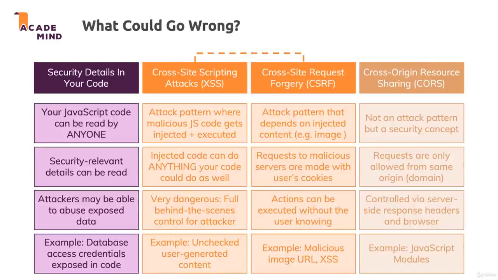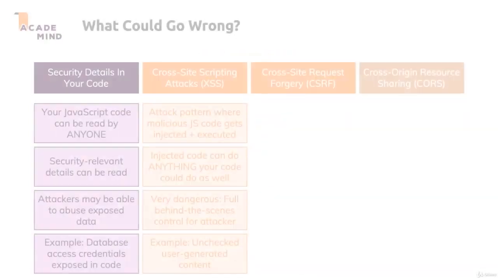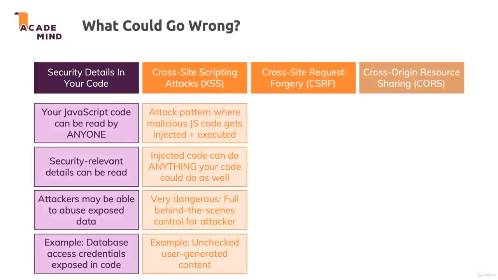This is it for this module. The two most important attack patterns or vulnerabilities I want you to take away from it are these two: security details in your code which you expose accidentally, and cross-site scripting attacks. These are the JavaScript specific attack patterns, whereas the CSRF pattern works with any language on the backend and with no JavaScript code in the frontend, and CORS is a general security concept. But the two leftmost security holes are the important ones you might have in your application.